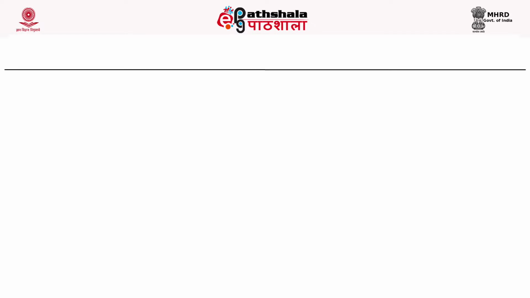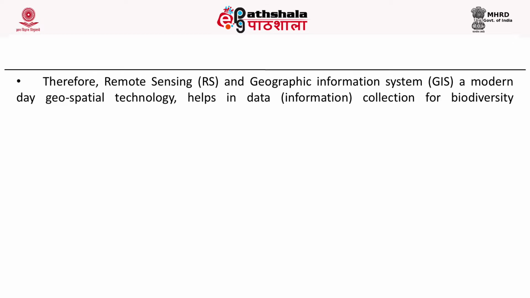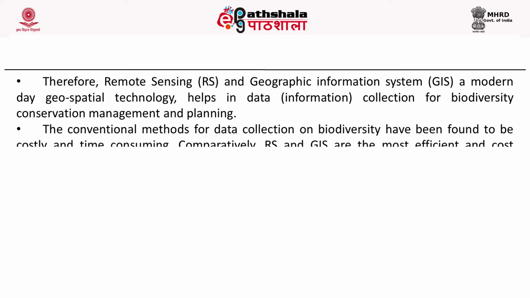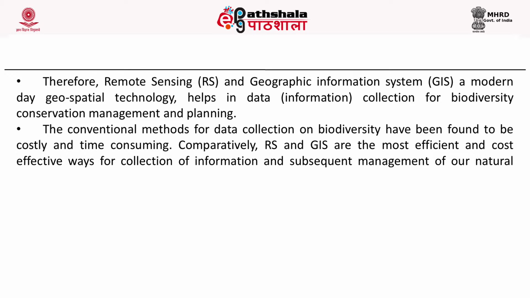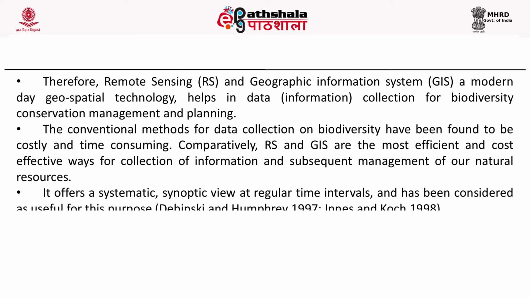Therefore, remote sensing and GIS, that is modern day geospatial technology as we just mentioned, helps in collection of data or information for biodiversity conservation, management and planning. The conventional methods for data collection on biodiversity have been found to be costly and time consuming. Comparatively, remote sensing and GIS are the most efficient and cost-effective ways for collection of information and subsequent management of natural resources. It offers a systematic, synoptic view at regular time intervals and has been considered quite useful.